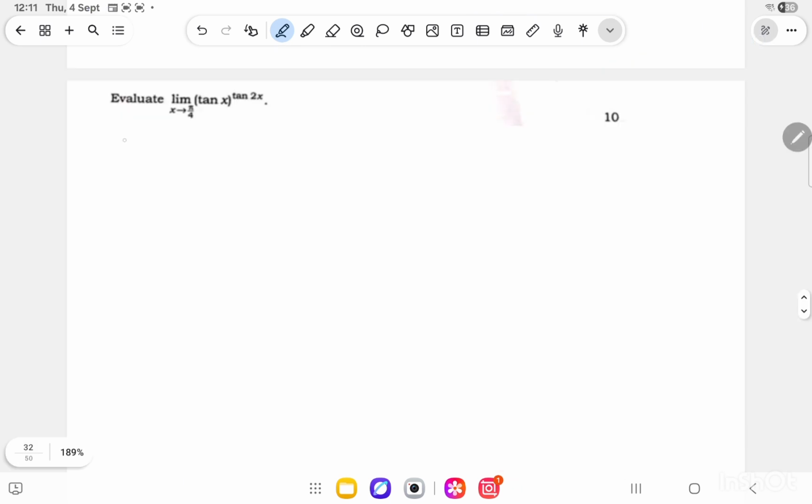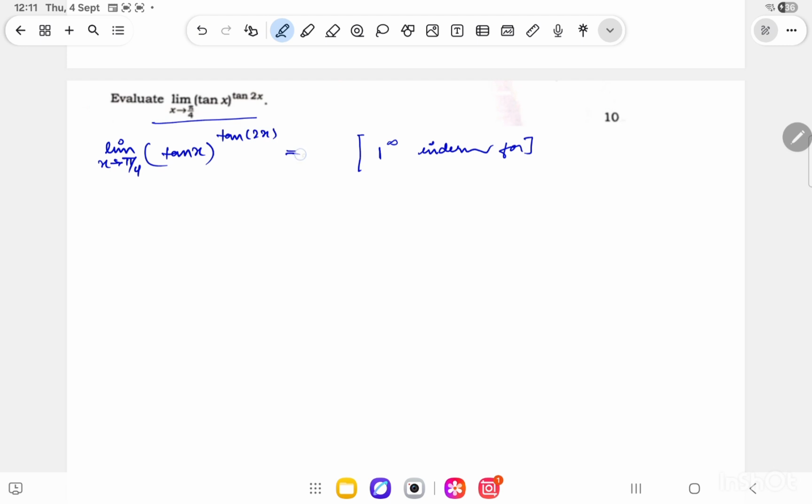Let's see the next question now. So in the next question we are supposed to find out this limit. So that is limit x approaches pi by 4, tan x raised to 2x. So if I put value of x as pi by 4, I'll be getting 1 raised to infinity, tan pi by 2, that is infinity. That is indeterminate form. So to simplify it, let's equate it with L and take logarithm to get rid of this exponential term.